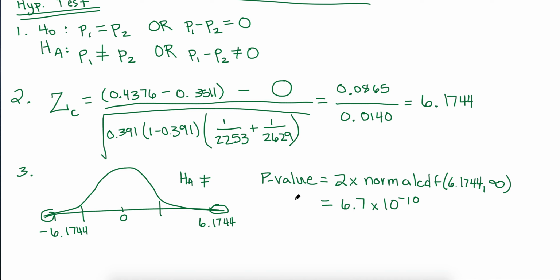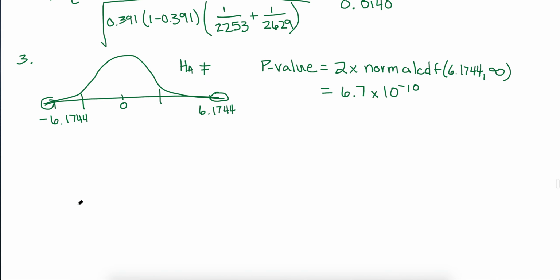So that's a 0.9 zeros and a 6, 7. Really, really small chance. Okay, let's interpret that number so we're sure we know what it means. So step 4, interpret the p-value.